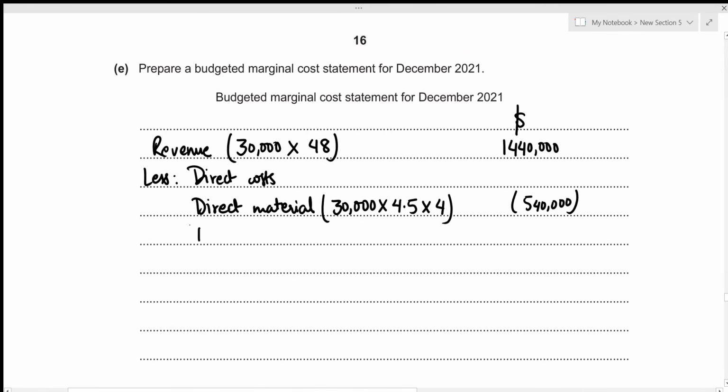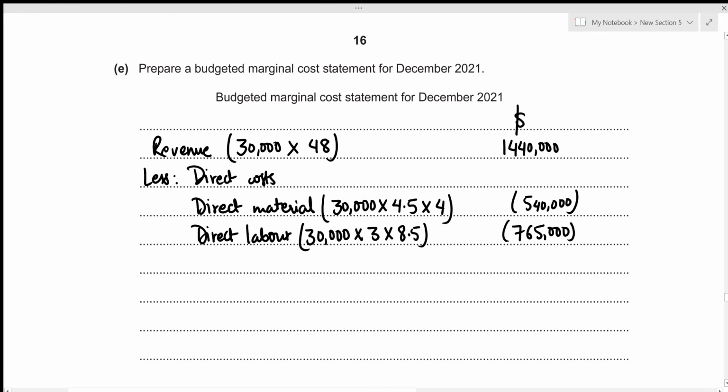Then another one is going to be direct labor. Again, we require the direct labor for 30,000 units, and each unit requires 3 hours. So we're going to multiply with 3, and each direct labor hour costs $8.5, so we're going to multiply with 8.5. Now this gives the total direct labor to be 765,000.